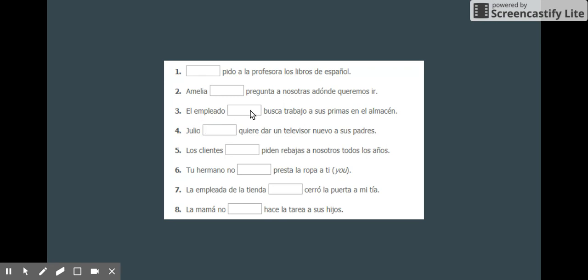Number 3, el empleado blank busca trabajo a sus primas en el almacén. The employee looks for work for his cousins in the store. To whom does the employee look for work? For his cousins. So a sus primas would be the indirect object. The corresponding pronoun would be les. So el empleado les busca trabajo.